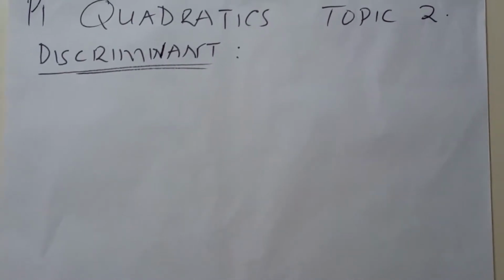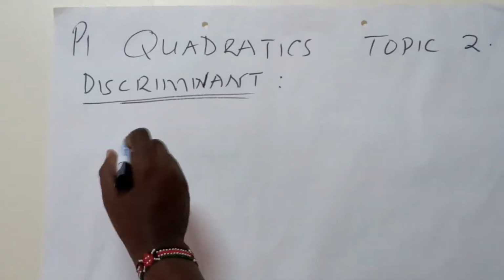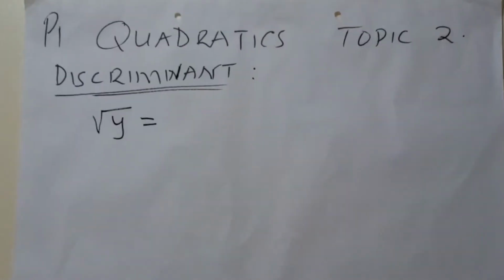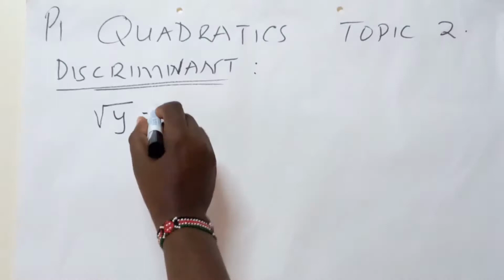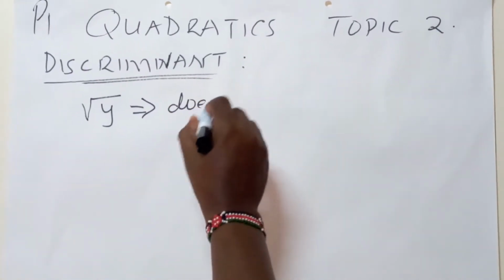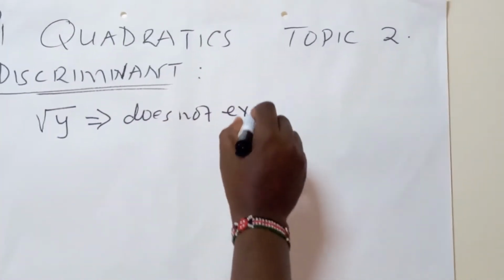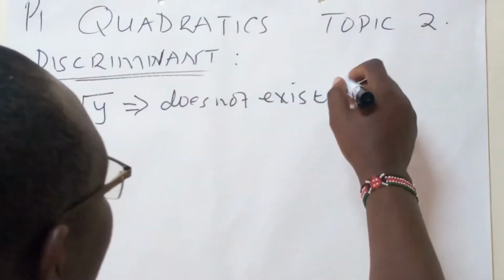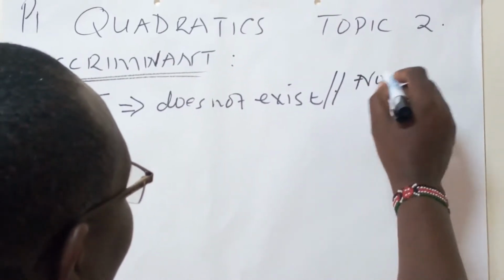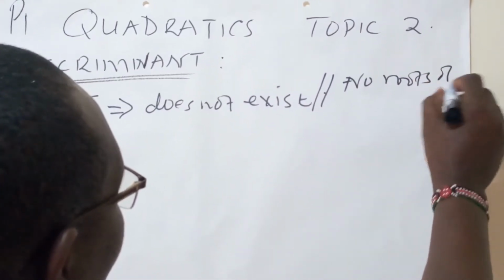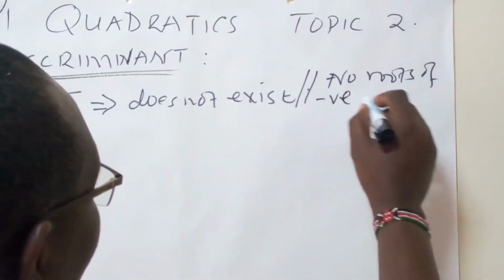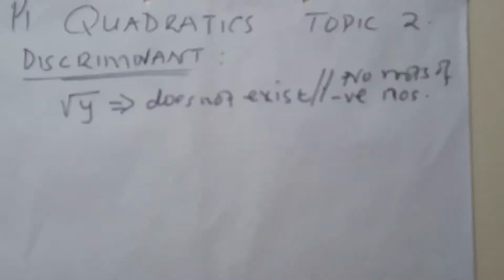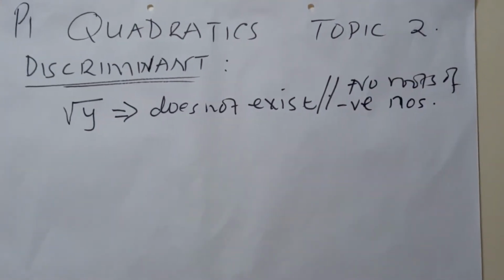So this means if y happens to be negative, then the root of y does not exist, simply because we have no roots of negative numbers. If y happens to be negative, then we have no root of y.